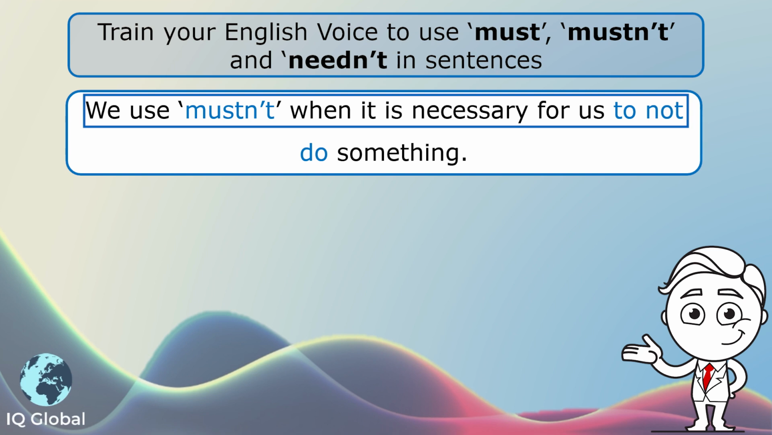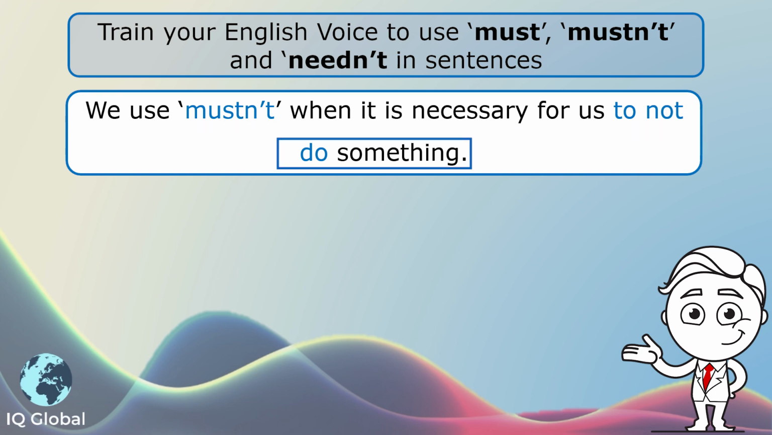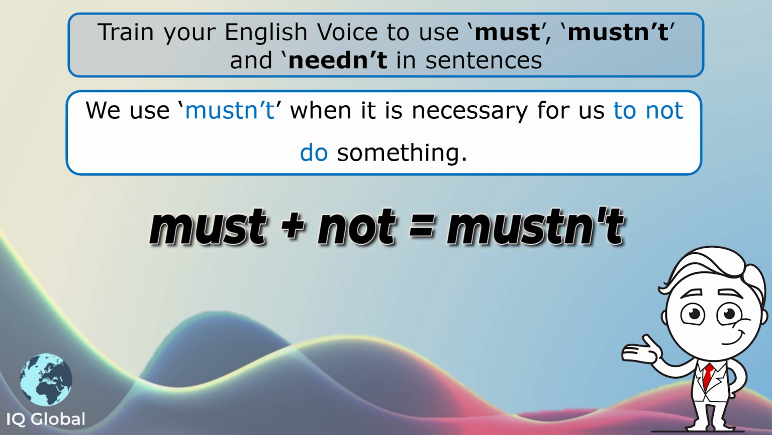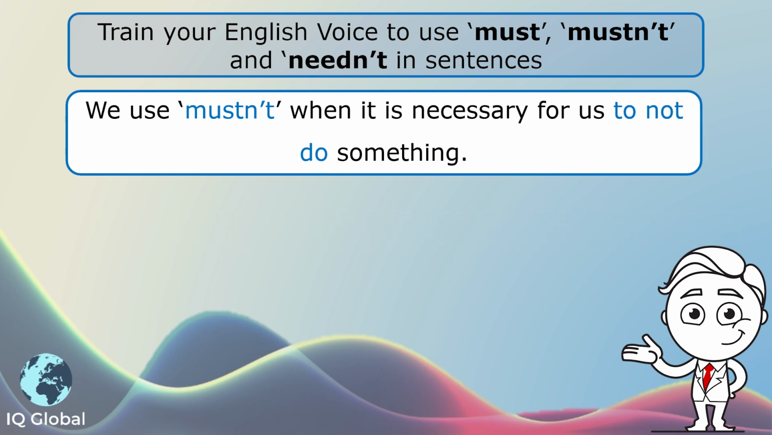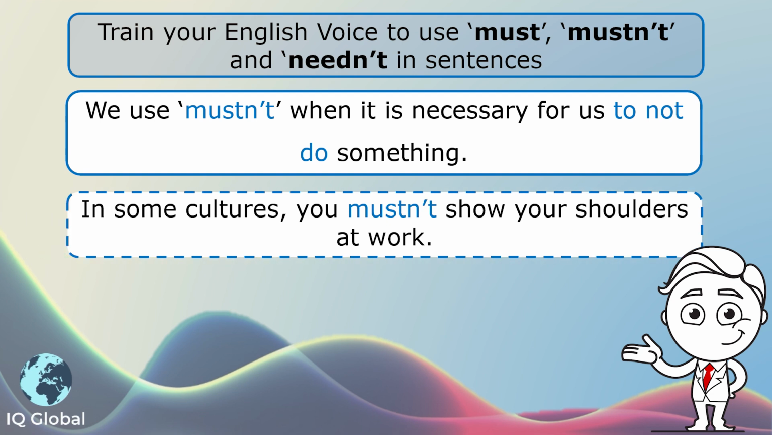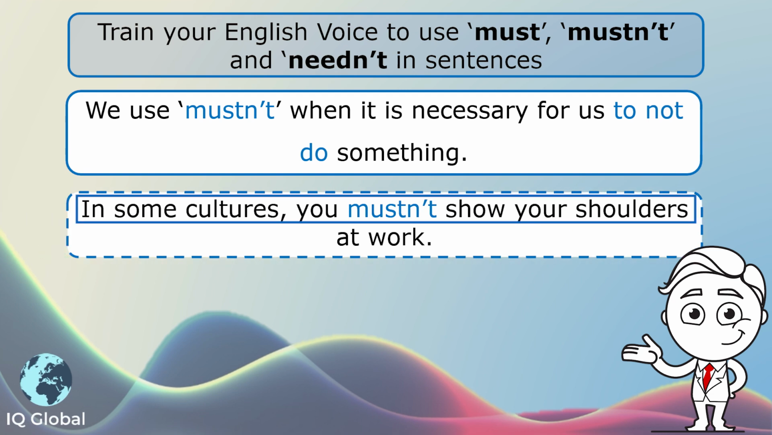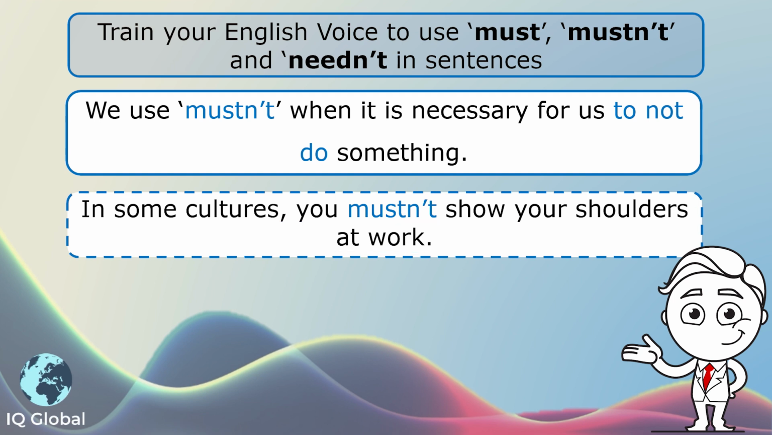We use mustn't when it is necessary for us to not do something. Remember, must, not, mustn't. Have a look at the sentence example. In some cultures, you mustn't show your shoulders at work. So here, it is necessary to not do something. Don't show your shoulders at work.